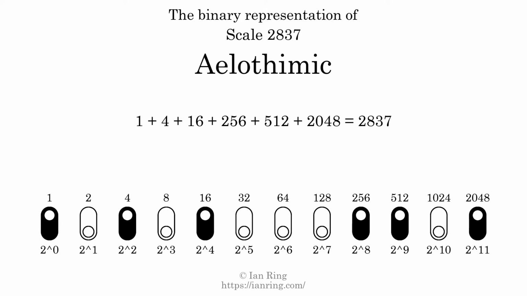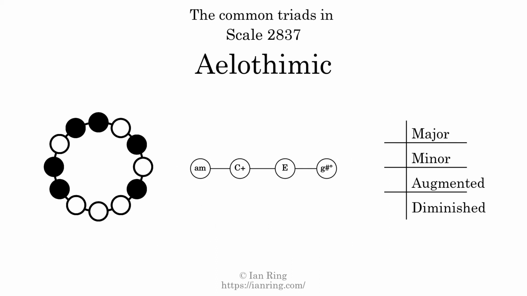2837. The scale number not only enumerates the scale with a unique index, but it also literally describes the tonal content of the scale. Represented as a binary number in base 2, the scale number is 1011000100101. Here are the common triads present in this scale.